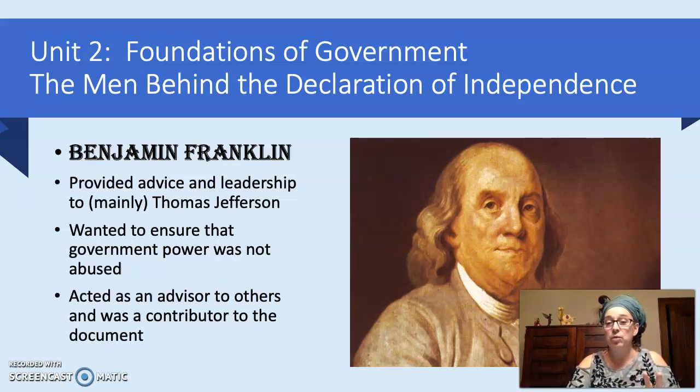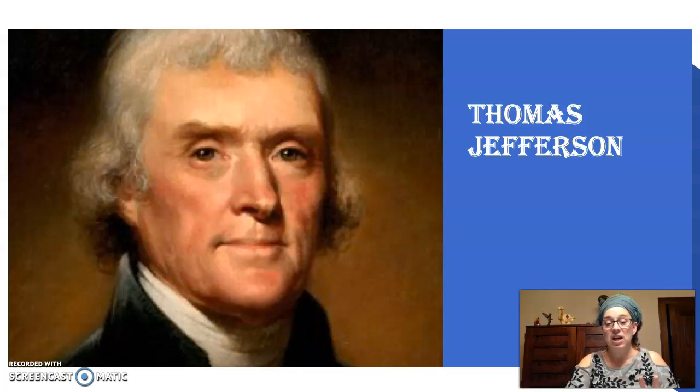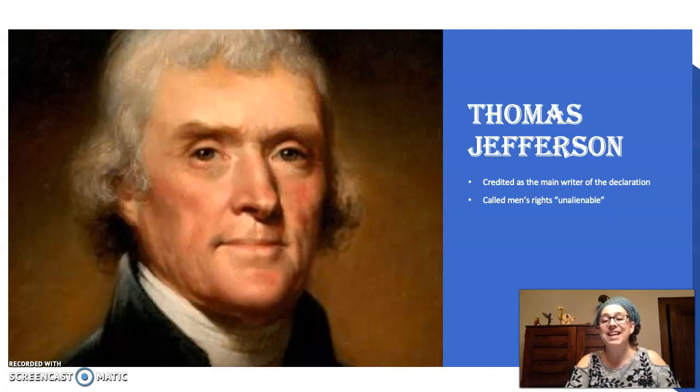Guy number 2 is Thomas Jefferson. Now, Thomas Jefferson is clearly the most important person. Like I said, he was only 33 years old when he was chosen to write the Declaration of Independence, and he is credited as the main writer of this document. He called men's rights unalienable. These were his words, but again, this was based off of John Locke's thoughts of natural rights, which is how this came to be in our Declaration of Independence.